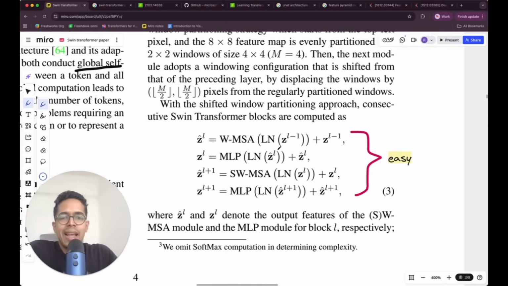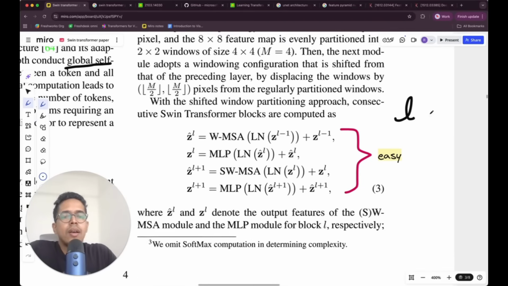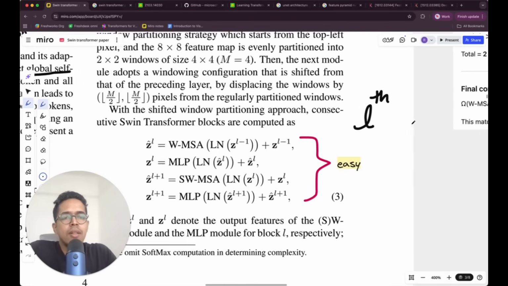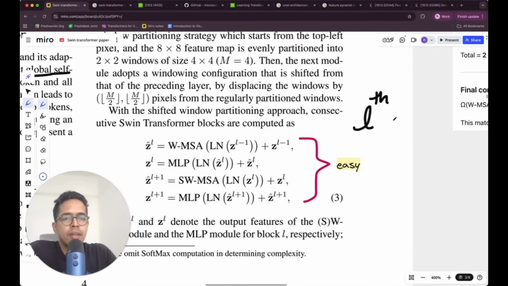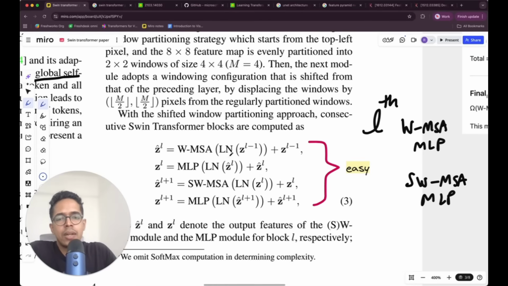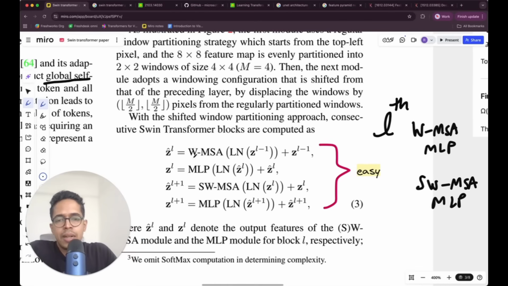In the Lth layer of the transformer block, there are actually two blocks. One block with window-based multi-head self-attention followed by a multi-layer perceptron. And in the Lth layer, you also have shifted window-based multi-head self-attention followed by a multi-layer perceptron. In between, linear layers are there, and there is a residual connection. So first, let us look at the Lth layer, window-based multi-head self-attention. What goes into the window-based multi-head self-attention is the output coming from layer normalization.